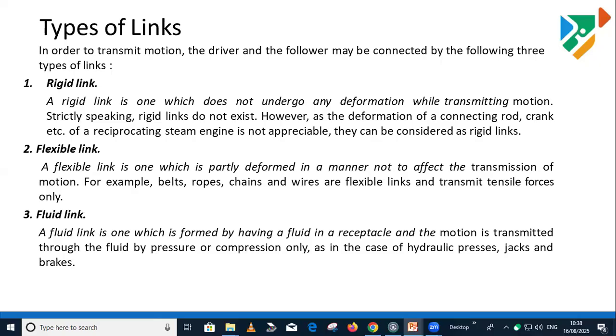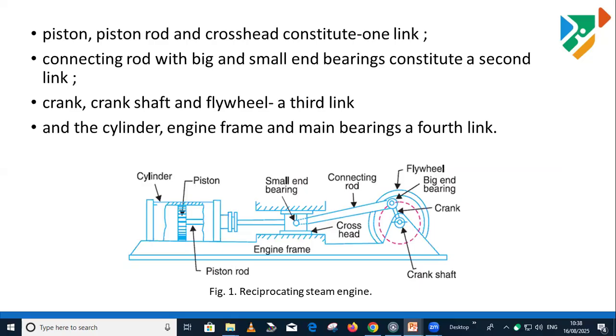If you look at the arrangement, when we are transferring motion from the crank to the piston, the motion gets transferred from crank to connecting rod to piston. So the input motion is rotary motion, and the output motion we are getting is linear motion. But during all this motion transmission, not even a single link is going to bend or get deformed. That's why these links are known as rigid links. So basically, a rigid link will not deform during motion transmission.